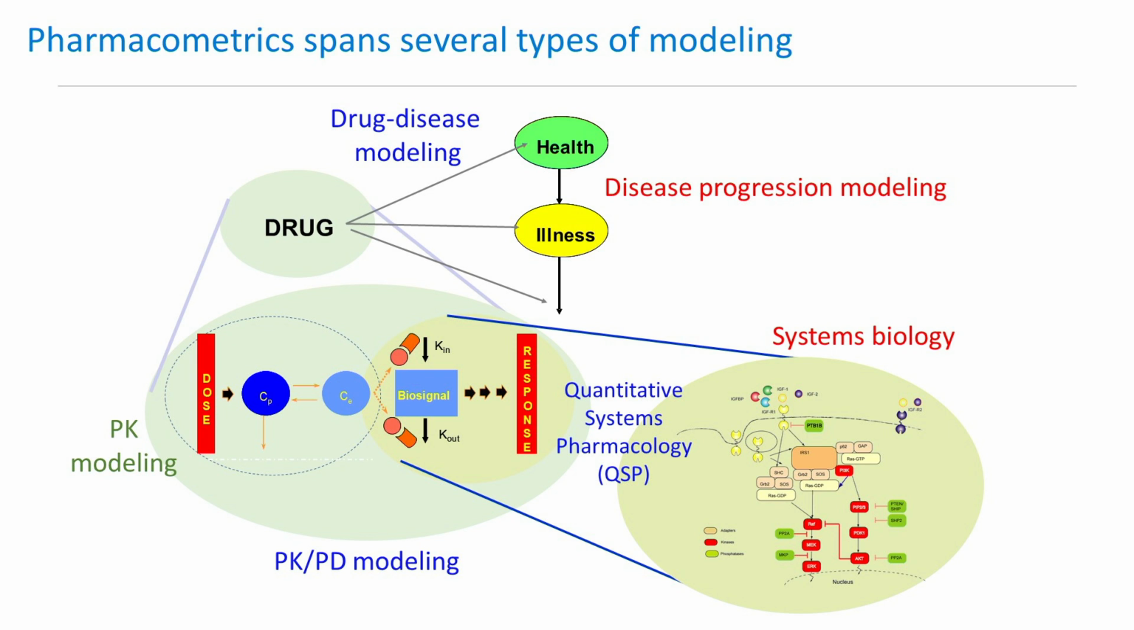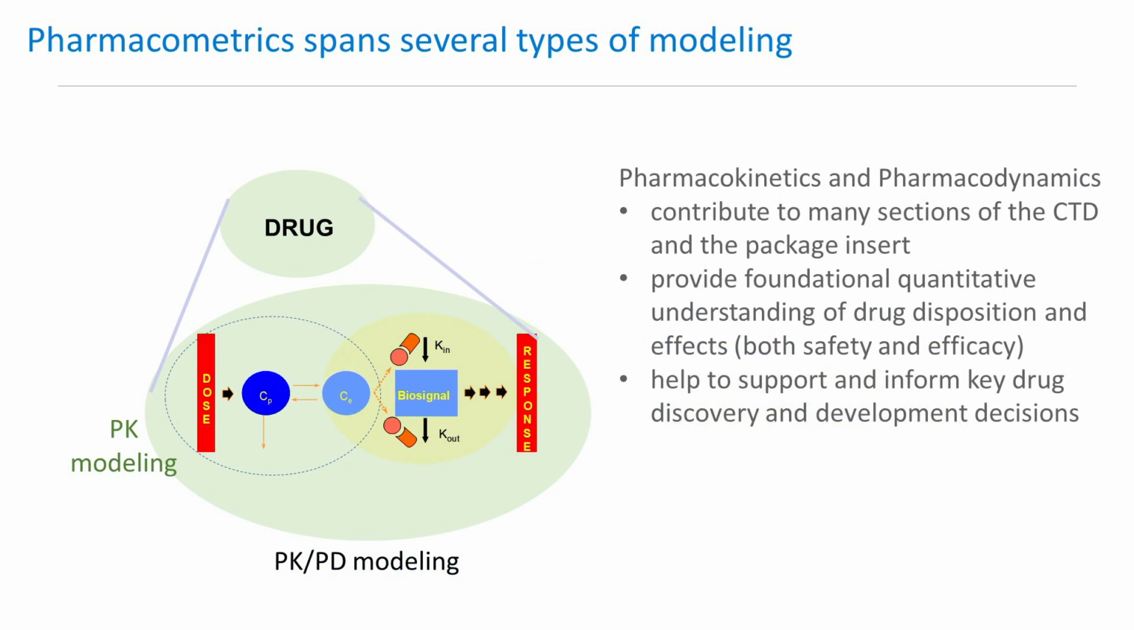So we have the drug impacting these very simple disease progression models, and that's drug disease modeling. And quantitative systems pharmacology is how we link PK to these systems biology models. But let's start at the beginning. We're going to start with PK and PK/PD modeling.